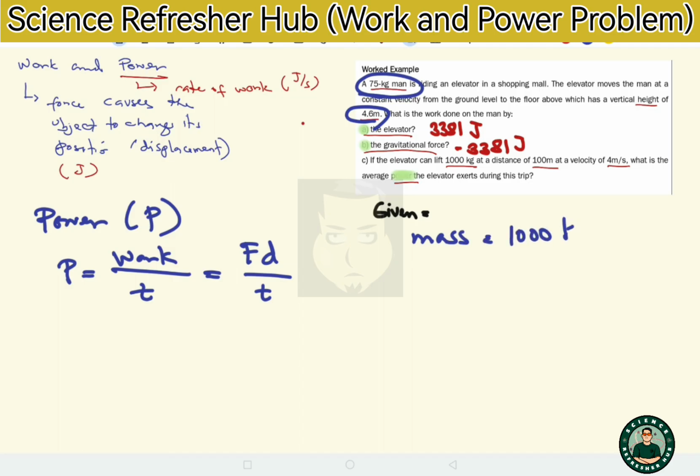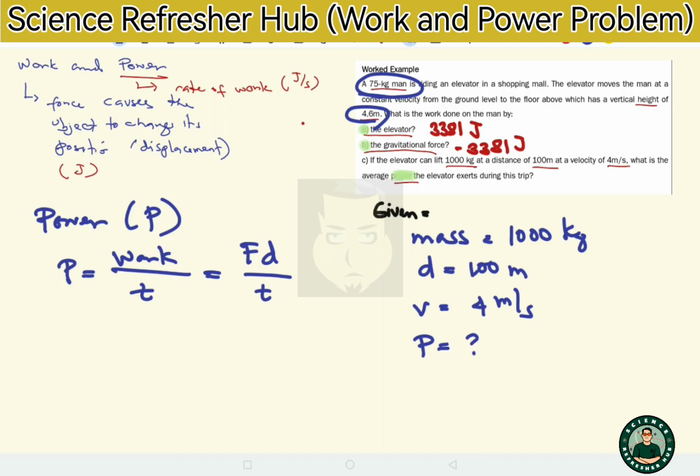That's 1,000 kilograms. If the elevator can lift a mass that heavy, then the displacement of our elevator will be 100 meters. And then we have a velocity of 4 meters per second. And then we need to find the power.